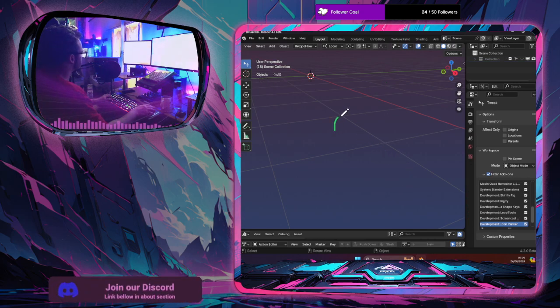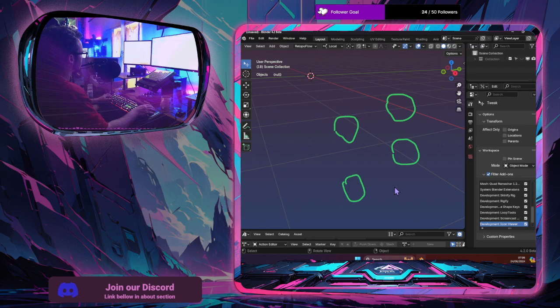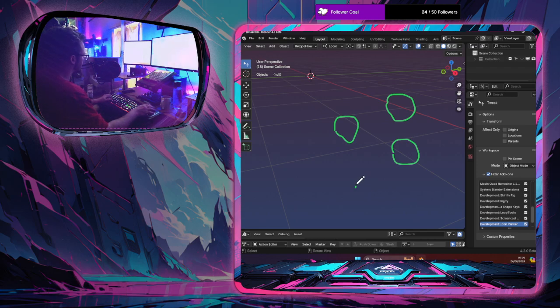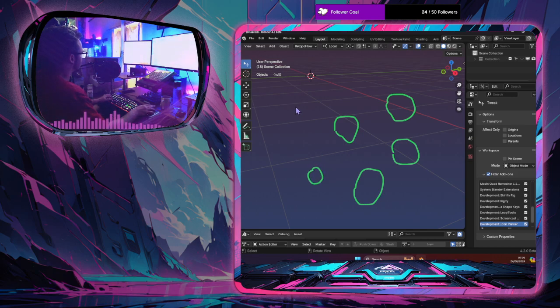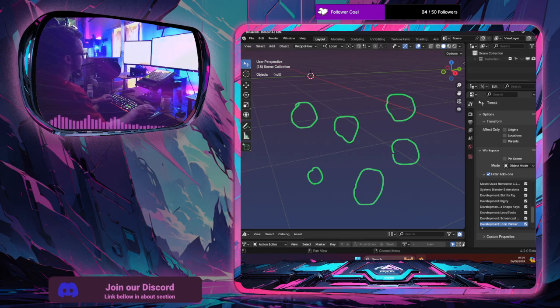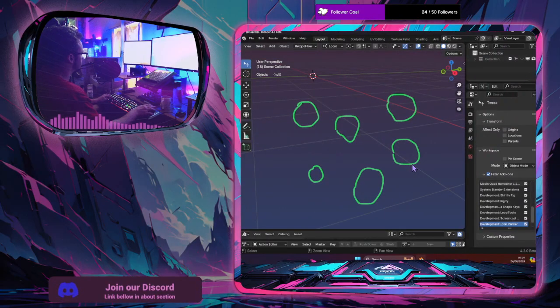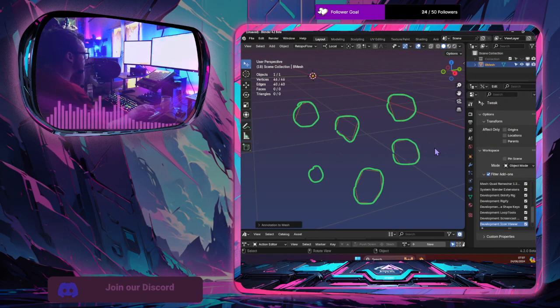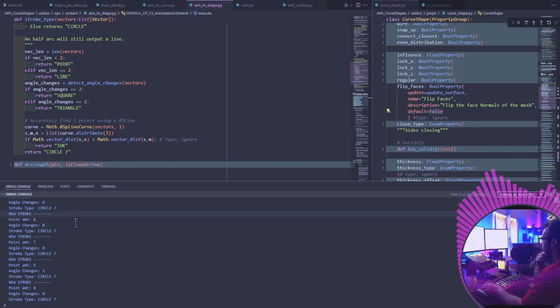Let me just draw a bunch of circles, even poorly drawn ones. See if these always give me a circle. That is terrible. Clear the console. Yeah. This always gives me a circle, which is nice.